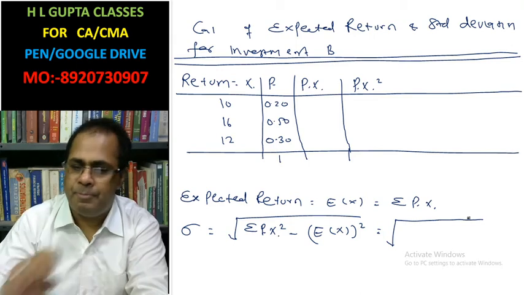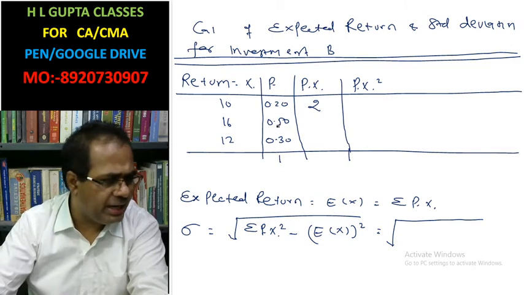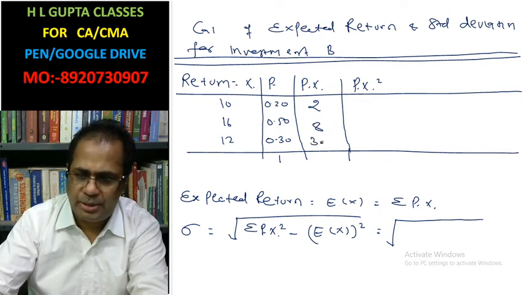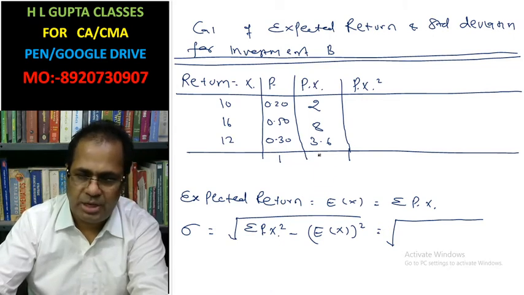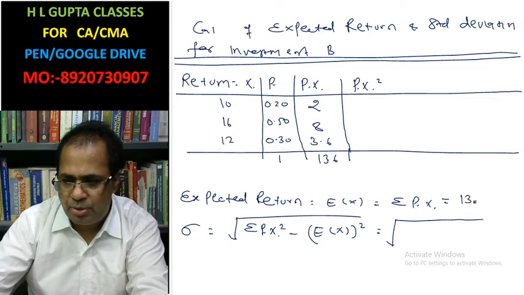Look here. Now you have to multiply: 16 into 0.5 is 8, 12 into 0.3 is 3.6. The answer is 13.6. This expected return is 13.6.